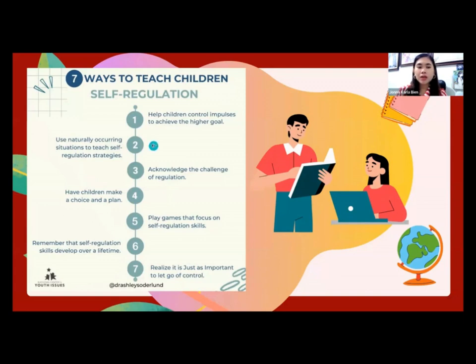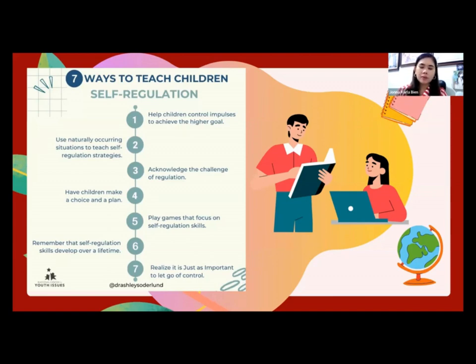Another, use naturally occurring situations to teach self-regulation strategies. We don't just simply teach, but the situations that are happening in their lives are mere examples as to how they will learn. Because how will you learn things if you will not be encountering it? Experience is one of the best teachers to allow the students to develop self-regulating techniques. Deadlines. Matututunan nilang, ay dapat ginagawa ko pala to bago yung deadline para hindi ako nagkakaram, para hindi ako nagpo-procrastinate.